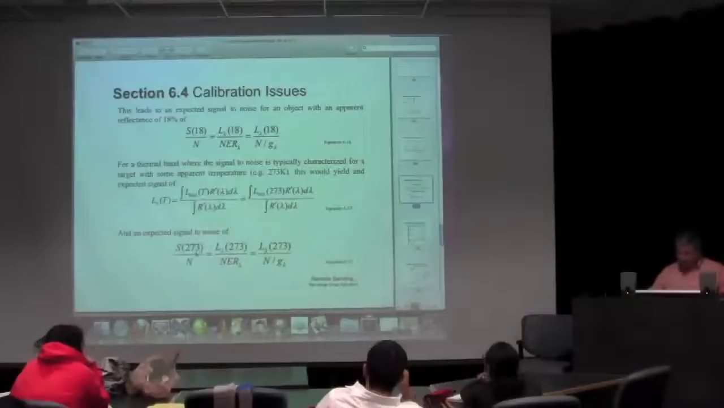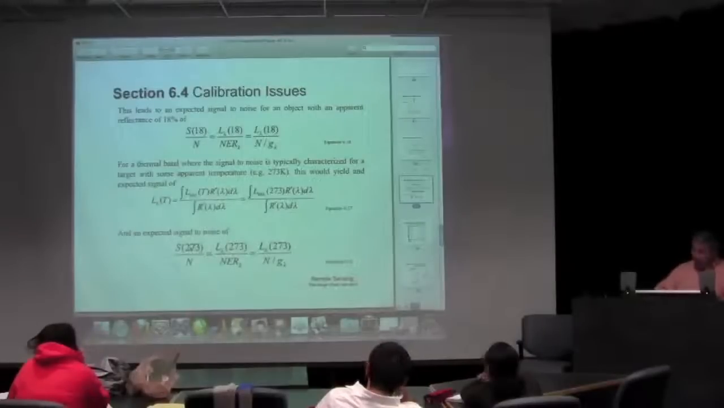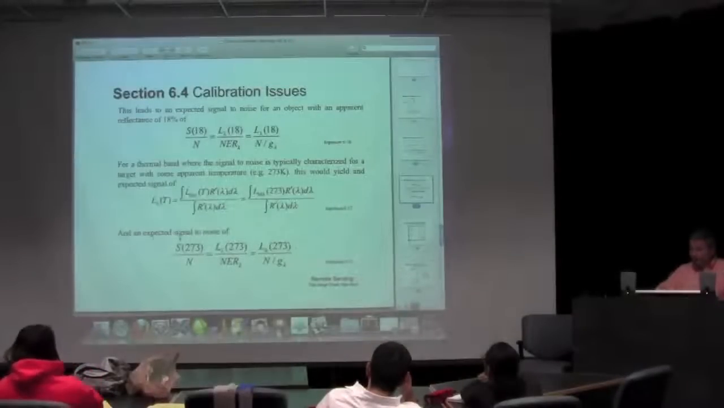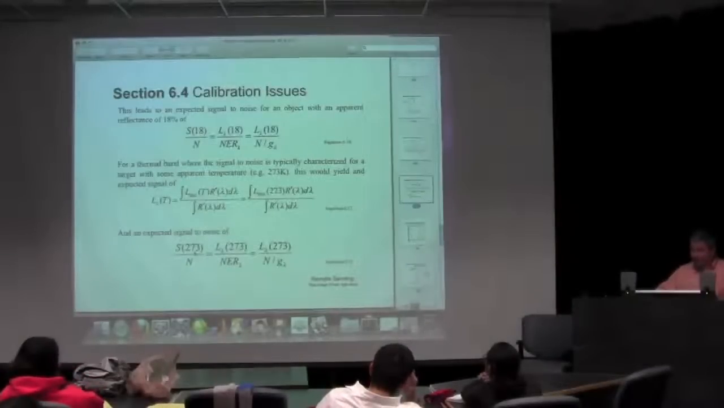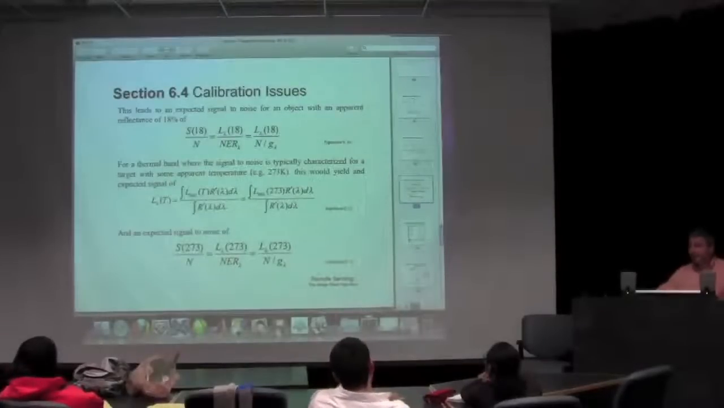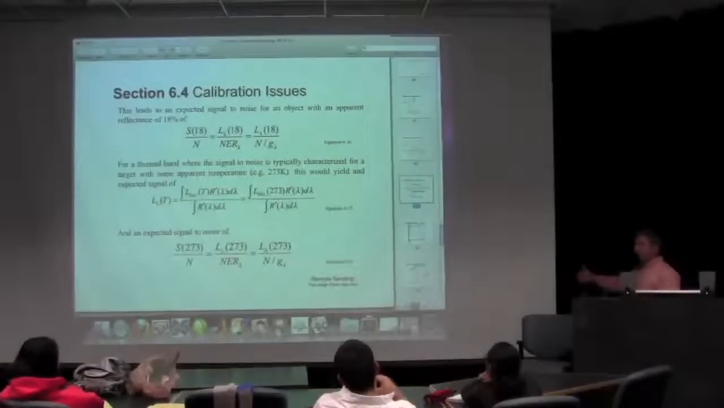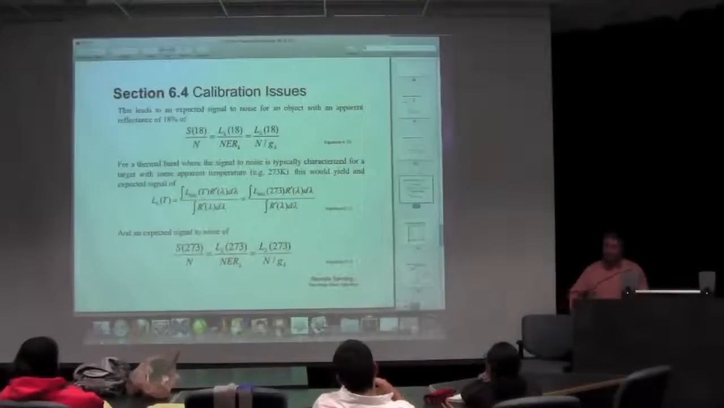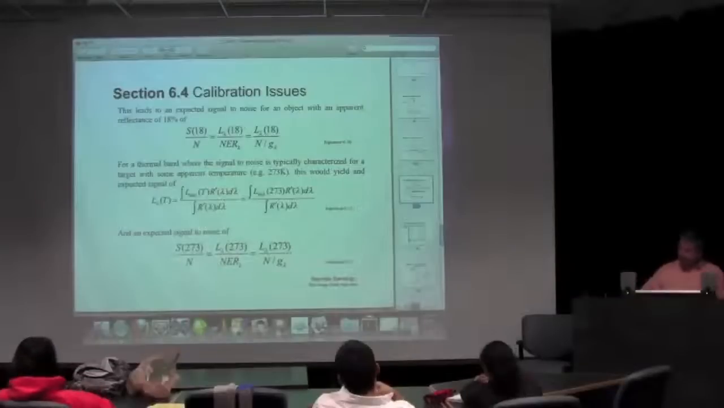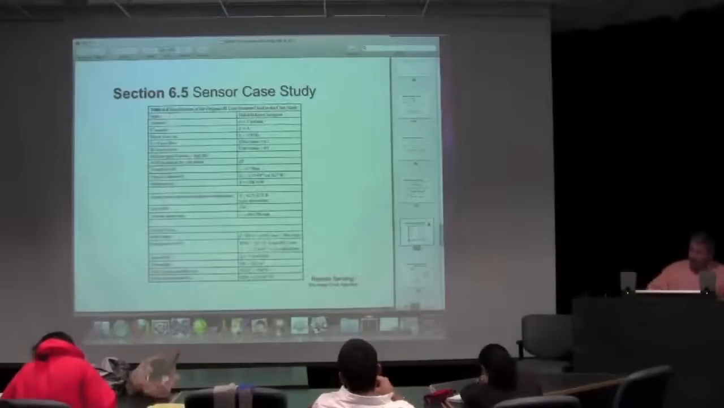273 kelvin is 0 degrees Celsius. And you can do that same calculation, but this time, measure the signal level for a 273-degree object and characterize the noise on that particular object. And then relative to that, if you're now measuring things that are warmer than 0 degrees Celsius, you can compute signal-to-noise ratios in that case.